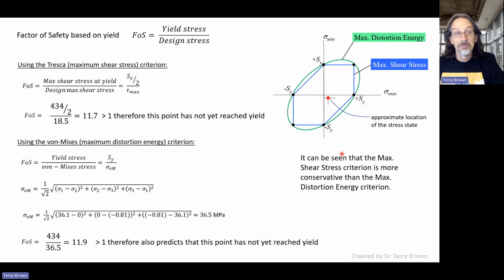It can be seen that they're both very similar, but because the Tresca factor of safety is less than the factor of safety for the von Mises stress, Tresca says we're closer to yield than von Mises does. That means we're being more conservative.